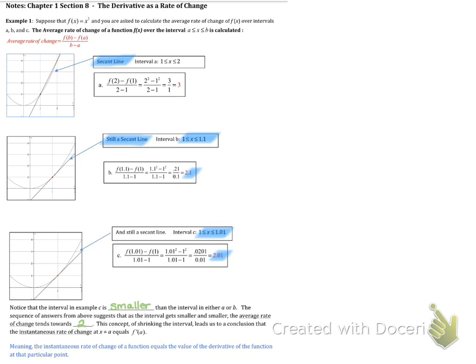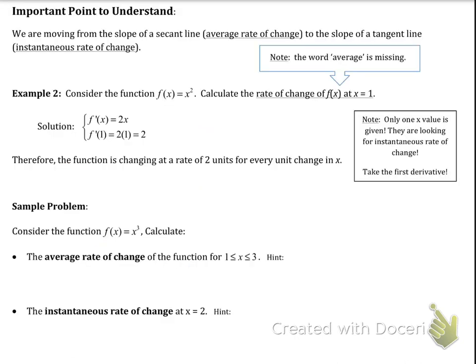This concept of shrinking the interval leads us to a conclusion that the instantaneous rate of change at x equals a, at a certain number, equals the derivative of that function at that number. So I kind of just said it, but down in blue, meaning the instantaneous rate of change of a function equals the value of the derivative of the function at that particular point. Okay, so let's look at an example.